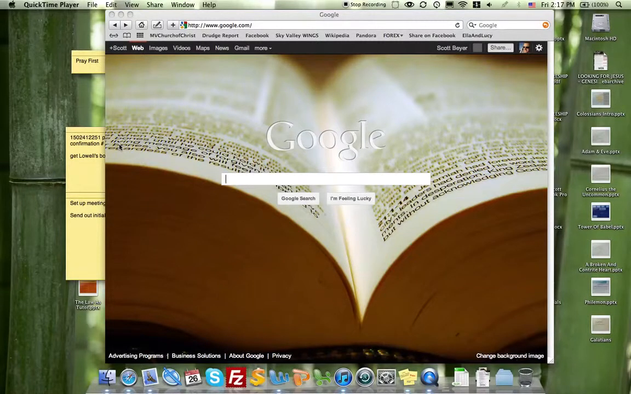Today what we're going to do is look up how to search for word definitions in the Greek in the New Testament. We're going to use an online study tool called the Blue Letter Bible.